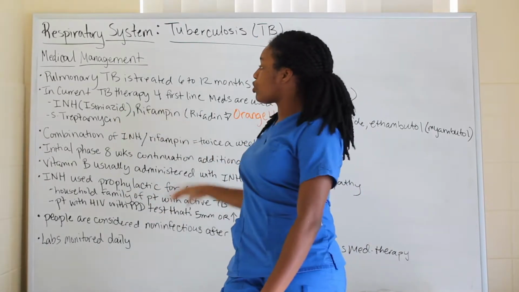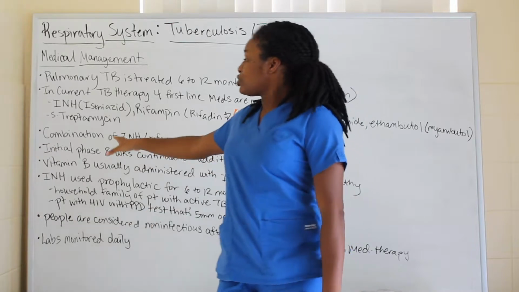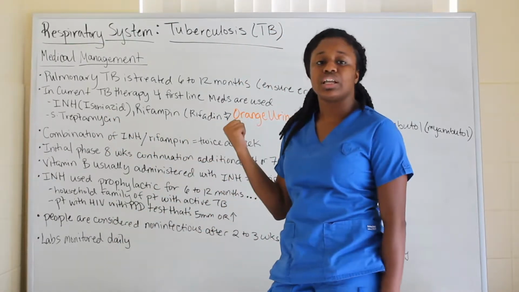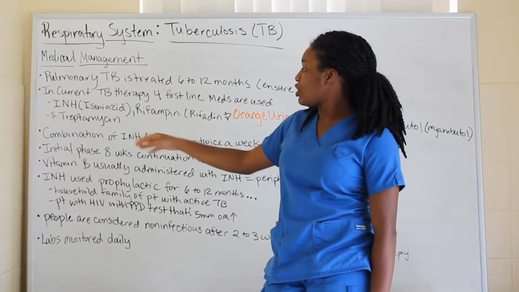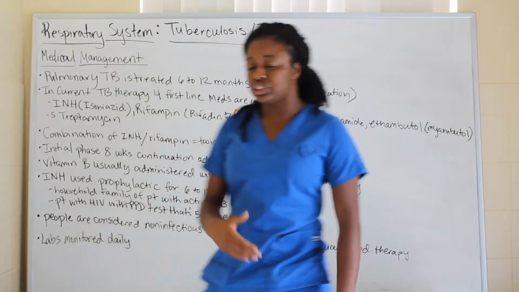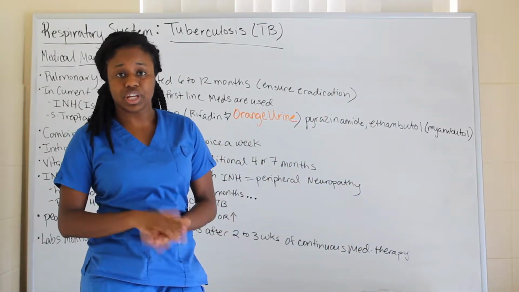But again, the first 4 are the main first drugs of choice, all right? You can also do combination therapy where you have INH and rifampin, and they will do that at least twice a week. Then you have your initial phase. It's pretty much 8 weeks of continuation. Therapy is going to be 4 to 7 months, okay?